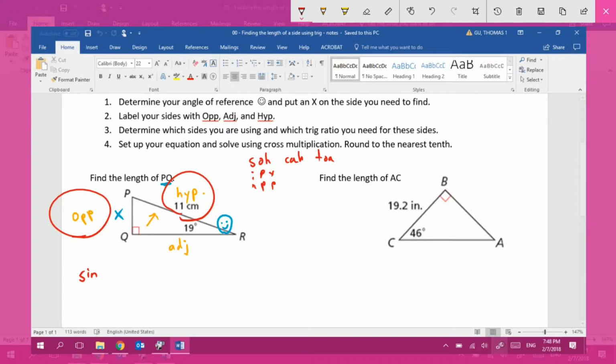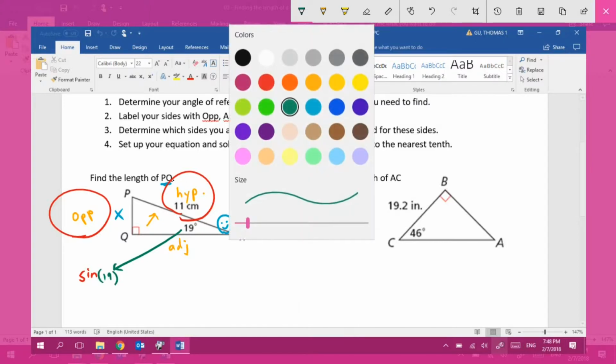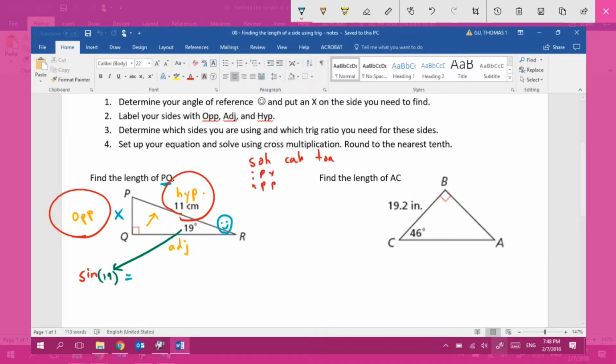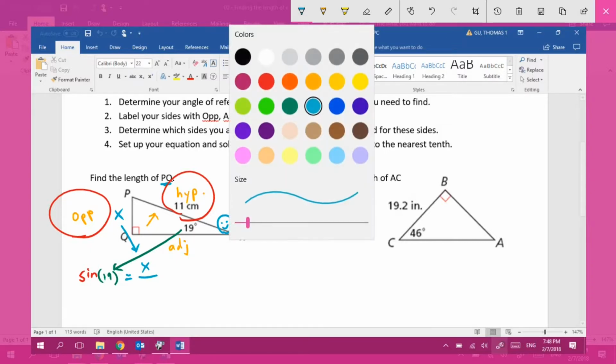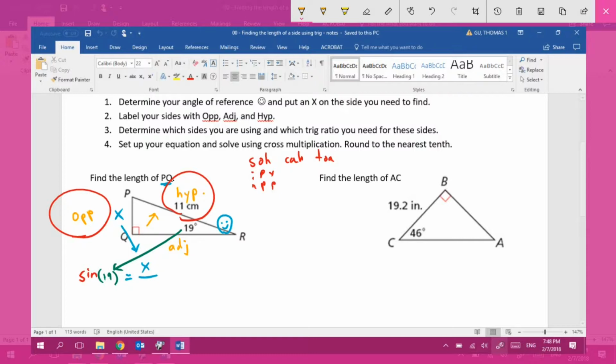So what that means is we're going to be taking the sine of the degree that is given to us, 19 degrees. That number is going to go inside the sine. So sine of 19 equals, and now this is where I'm going to use my 2 numbers. What is the opposite side? It's X. So X over, and I'm going to draw little arrows to show you where I'm getting these numbers from. X over, and what's the hypotenuse length? That's going to be 11 centimeters.